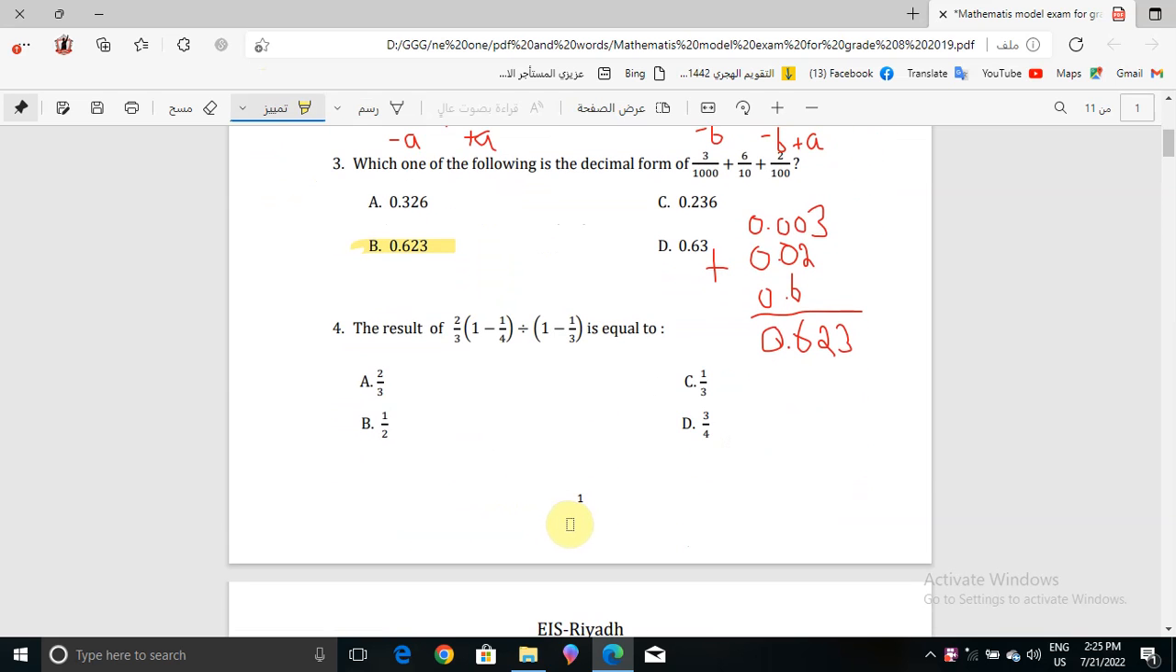Now question number 4, the result of 2 over 3 times, in brackets, 1 minus 1 over 4, divided by 1 minus 1 over 3. Okay, now let's do it together here. What we will do here is 2 over 3. First of all, we will finish the numbers inside the bracket. So here 1 over 1, because we need the same denominator, so we will multiply the numerator and denominator by 4 to be equal in denominator. So here it will be 4 minus 1 over 4.